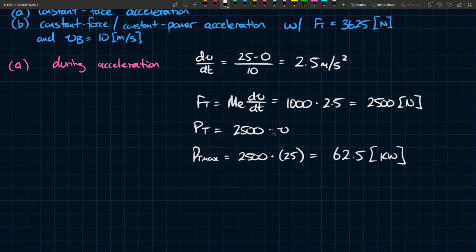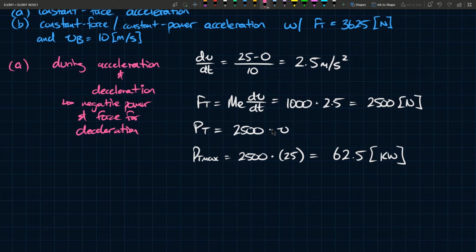Now during deceleration it'll be the exact same thing, but in the opposite direction. So we can make a note here: negative power and force for deceleration. You need to have the force in the opposite direction if you're slowing down, obviously. But the idea here is that the power will increase from 0 all the way up to a maximum of 62.5 kilowatts. And of course, when you're cruising, the speed is kept constant.